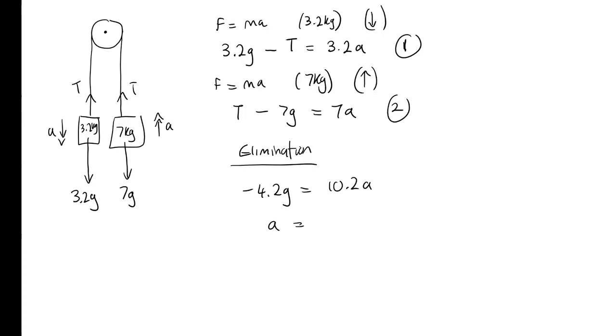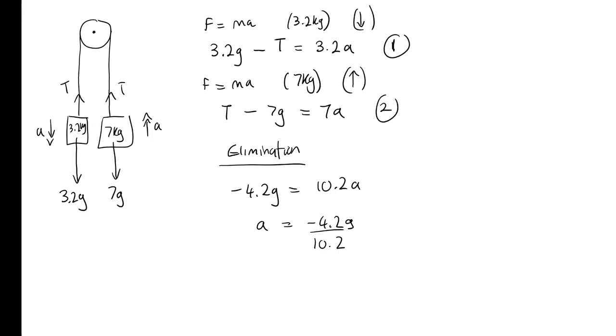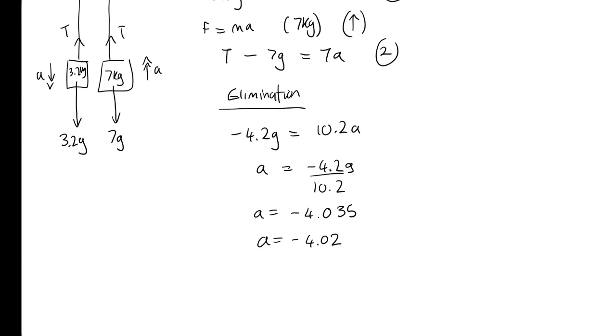So then a is equal to minus 4.2g divided by 10.2. And that is an acceleration of minus 4.02. The minus is important to think about.